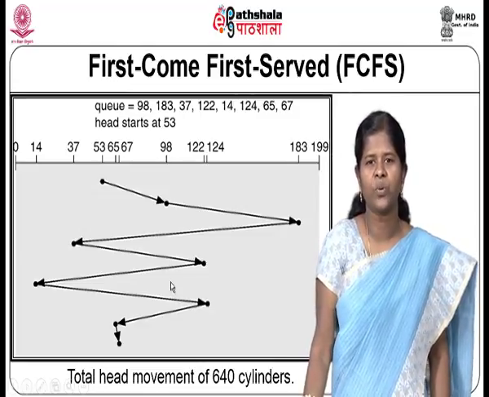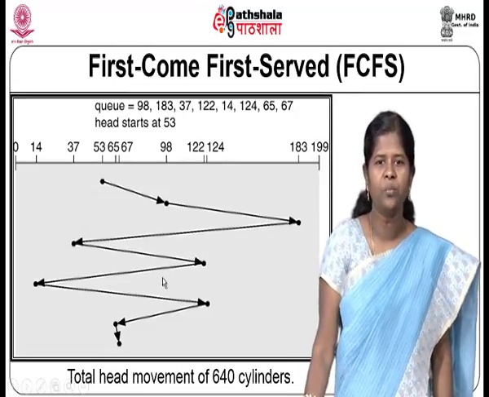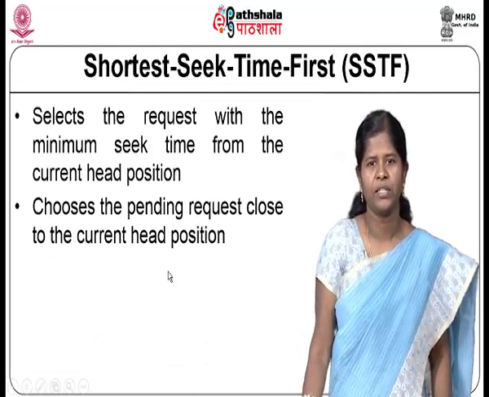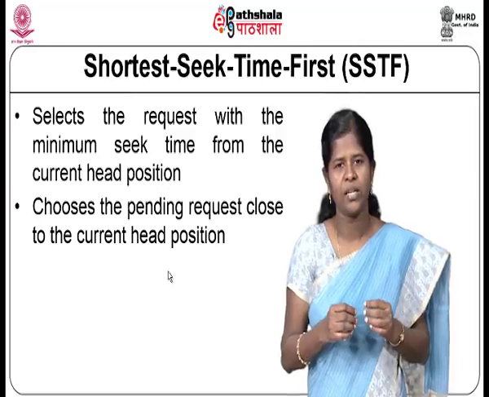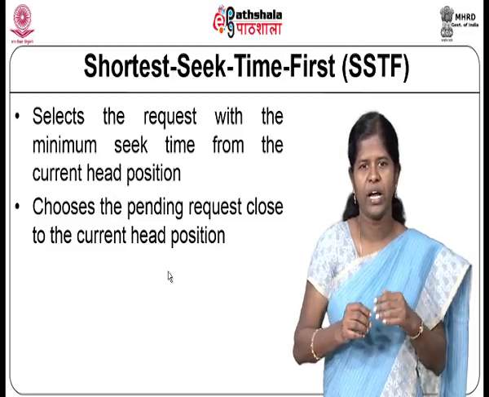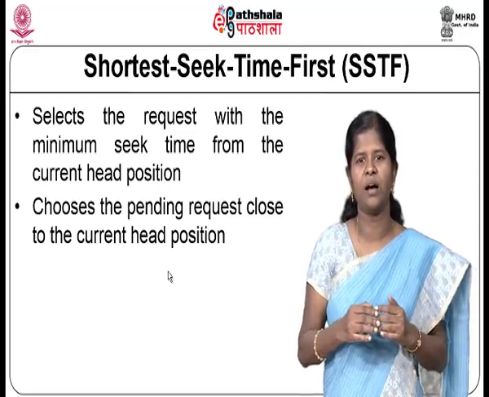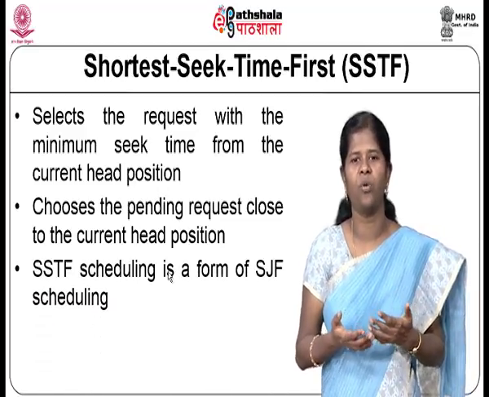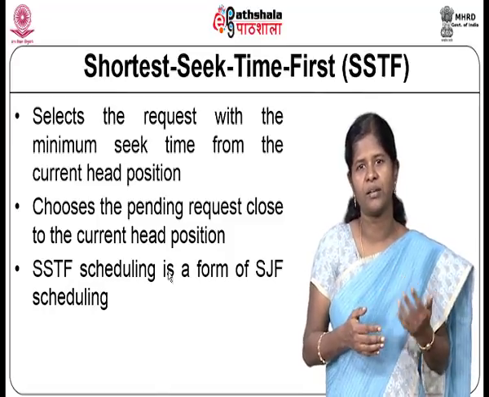So, we move to another algorithm now, that is the shortest seek time first algorithm, where the head movement is reduced a little. In the shortest seek time first algorithm, the request is selected from the queue of pending requests based on the criterion that the minimum seek time will be serviced next. So, if a request requires minimum seek time, that request will be serviced first. You choose the pending request which is close to the current head position, and this is also a form of SJF scheduling, very similar to how we learnt shortest job first scheduling in CPU scheduling.